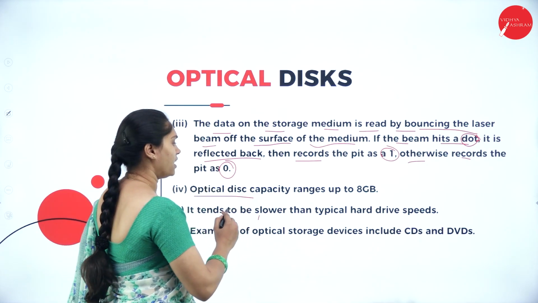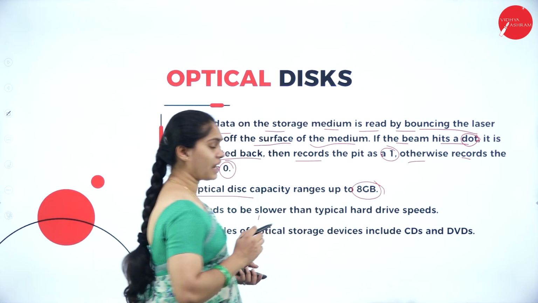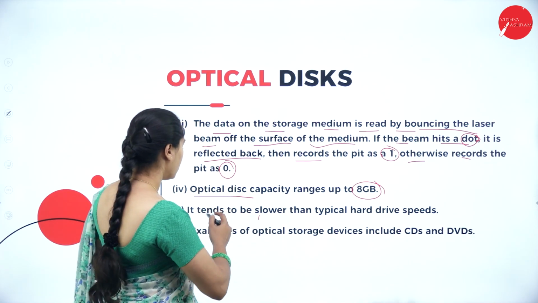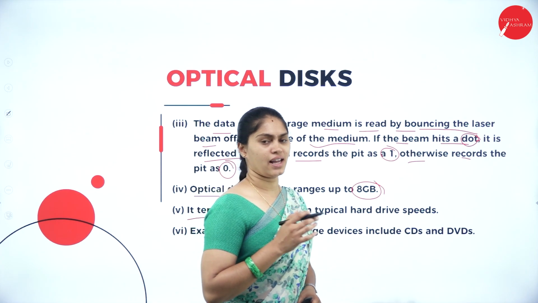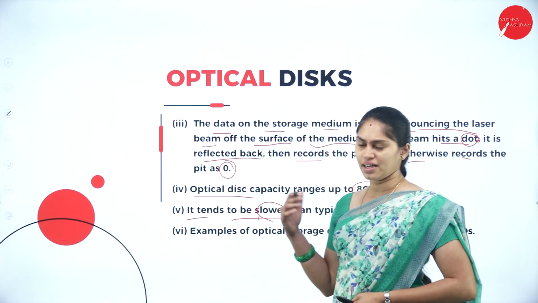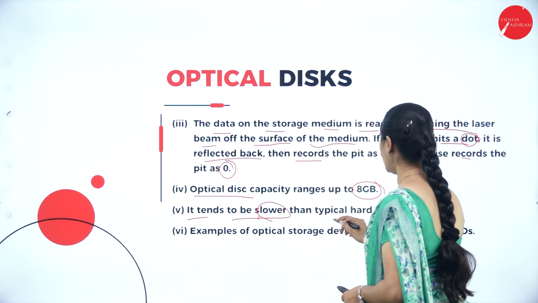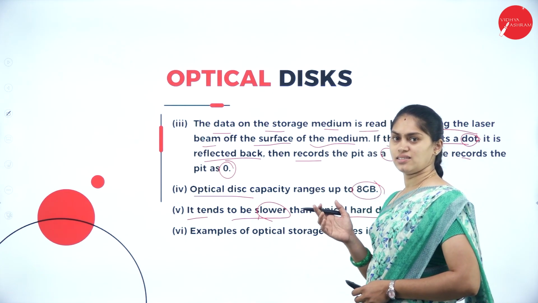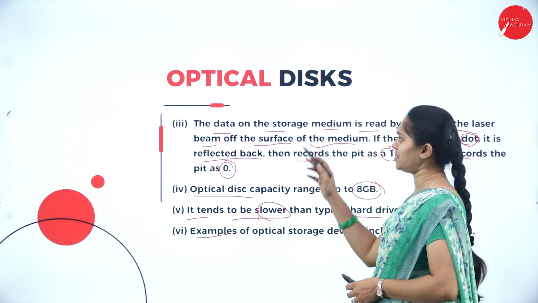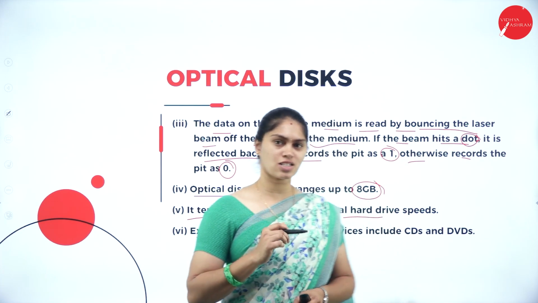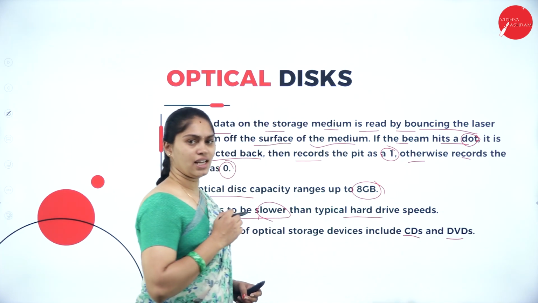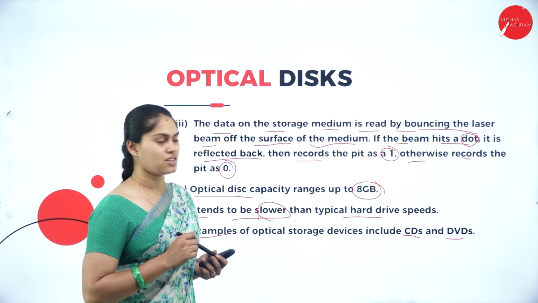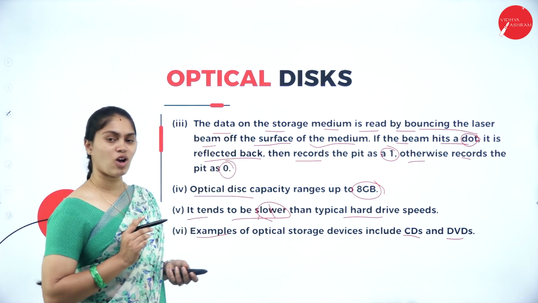Optical disk capacity ranges up to 8 GB. Also, optical media like CD and DVD tend to be slower compared to the hard disk; they are slower than any of the hard disk drives. And what are the examples which come under this optical disk or optical media? We have CDs, compact disc, and DVD, digital versatile disk. So these are the examples of optical disks.